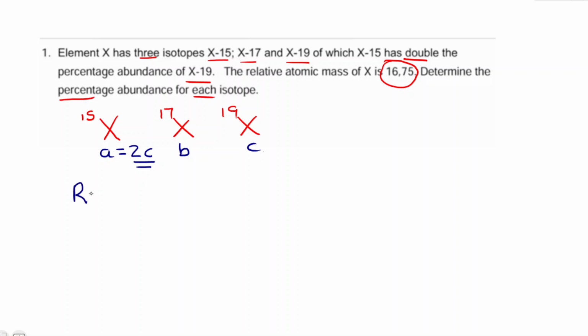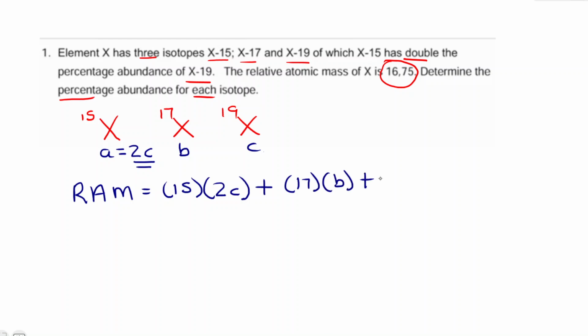Let's create the formula here. The relative atomic mass is equal to, the first one, the mass number is 15, the abundance now is 2C, plus the second one, the mass number is 17, the percentage abundance is B. The third one, the mass number is 19, the percentage abundance is C. We divide everything by 100%. So this is the formula that we are going to use.